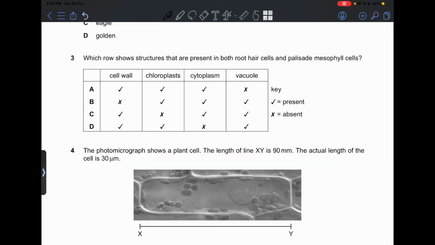Question number 3, which row shows structures that are present in both root hair cells and palisade mesophyll cells? As we all know, they are both plant cells, so they will both have cell walls. But the difference is that the root hair cells are in the roots of a plant and they don't get exposed to sunlight, so they don't need to have chloroplasts. So our answer is going to be C, because that's the only option where chloroplasts are not present in both. They are only present in the palisade mesophyll cells, and also the cytoplasm, of course, and the vacuole are present because they are plant cells.